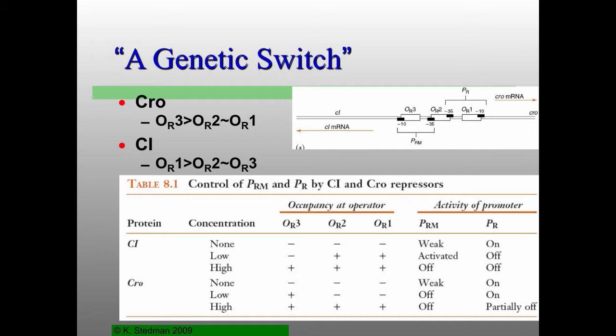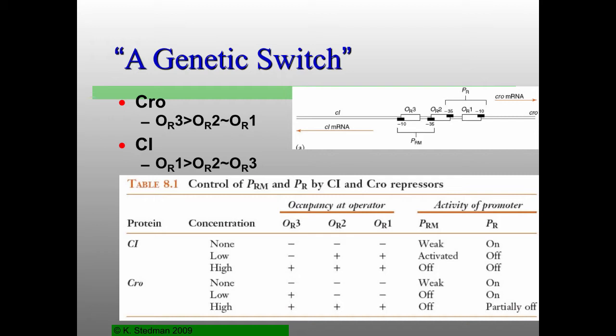And what that means is if you have C1, that will block CRO messenger RNA and also PR and stimulate its own transcription. CRO is exactly the opposite way around. In the presence of CRO, you block the production of C1 and you allow the production of CRO and the rest of PR. So any more questions, Ian?